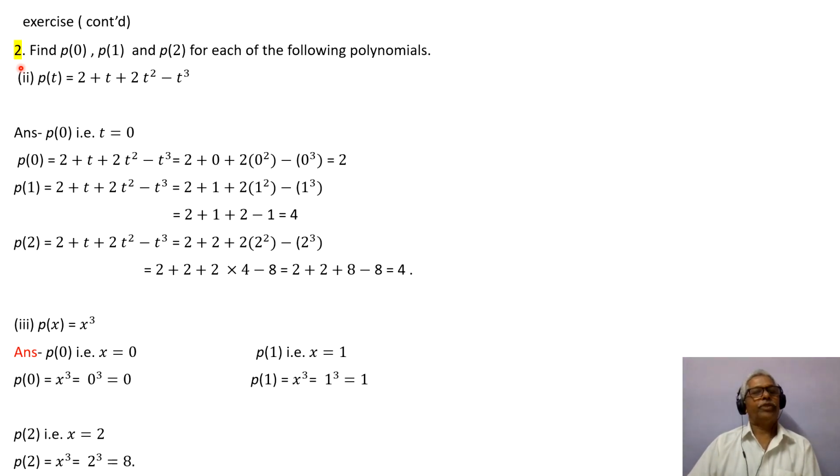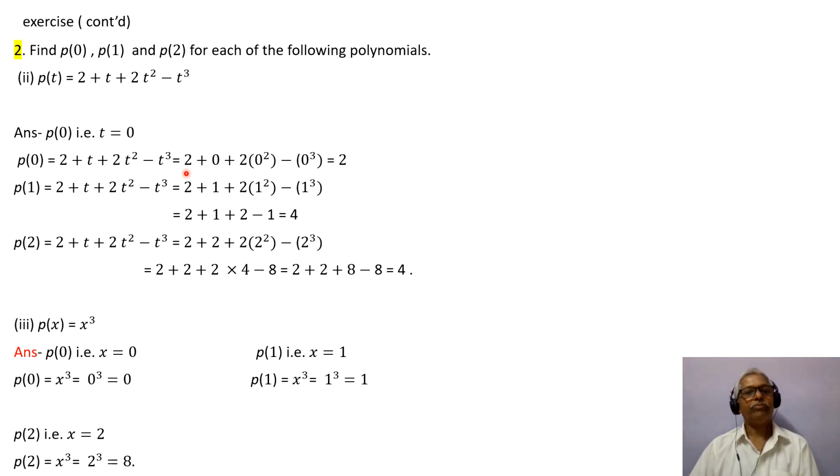Exercise continued. Second one. First, we have seen this is the second one, to find p0, p1 and p2 for the polynomials. Second one, p(t) is equal to 2 plus t plus 2t square minus t cube. Answer: p0, we have to substitute 0 in place of t. So this 2 remains. So p0 is where t equal to 0. p0 is 2 plus t plus, this is the expression we have copied out.